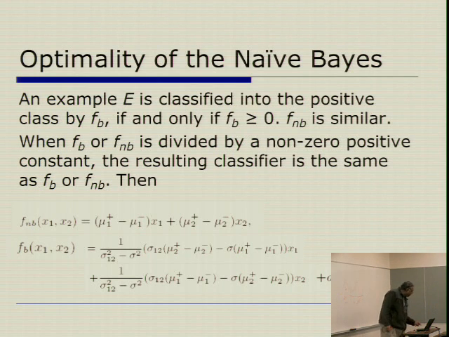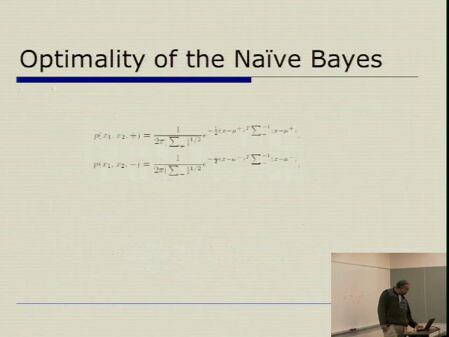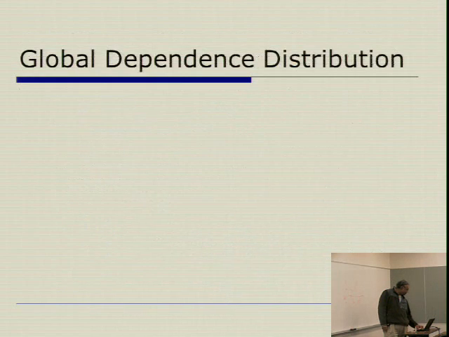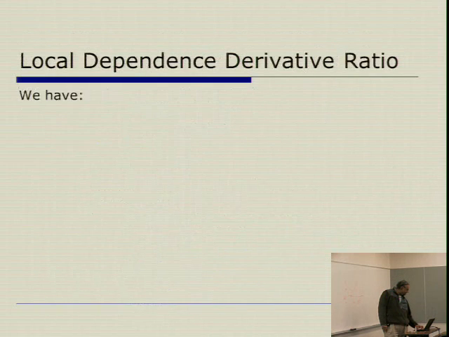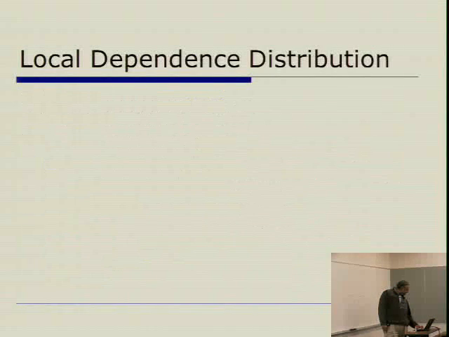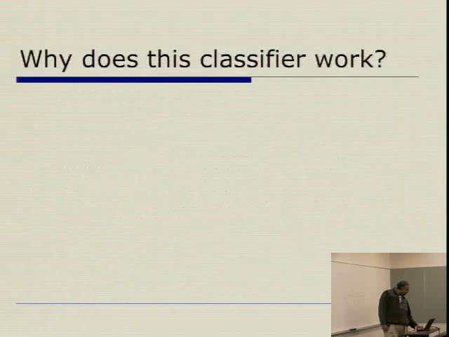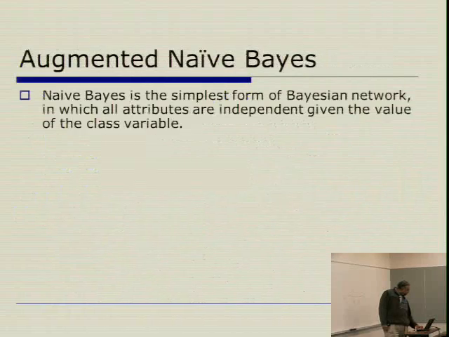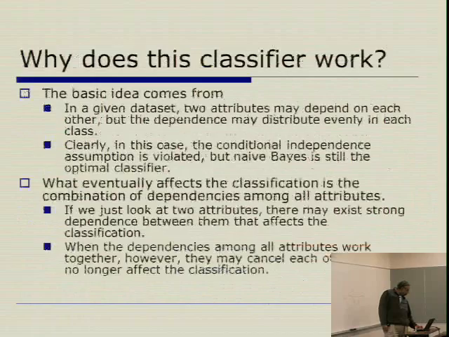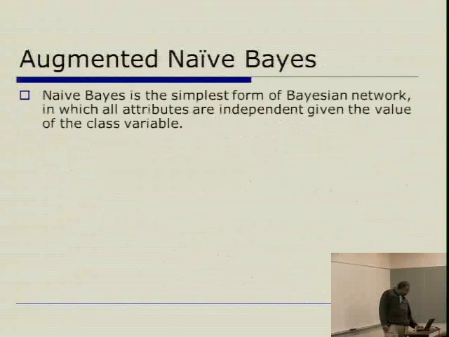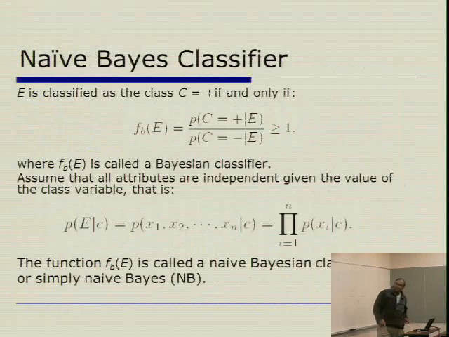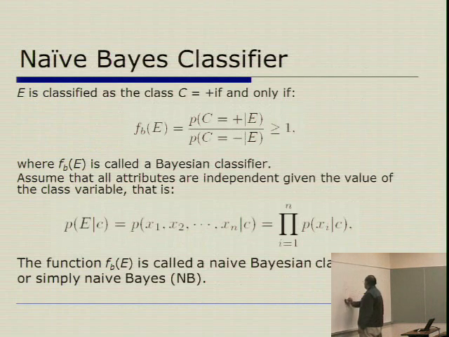Because you see, this second term, what is FB? FB of x1, x2 comes from the following expression. Let me write it out, because sometimes it's helpful to write these things out. These are the two crucial things which we should remember. Always remember this. Let's keep this in mind.